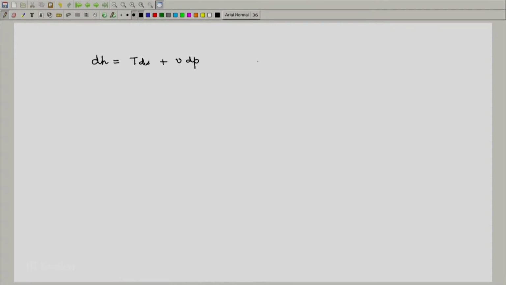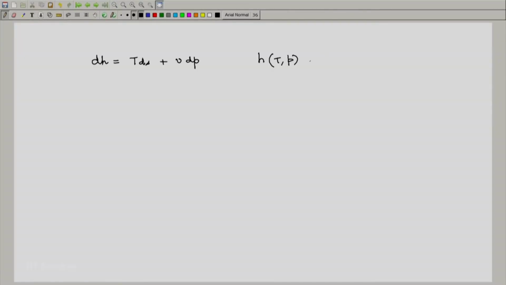Now consider H as a function of T and P, because we are looking for an expression for Cp, and Cp is defined as partial of H with respect to T at constant P. So for the definition of Cp, H has already been considered as a function of temperature and pressure. So let us continue with that. Now on the right hand side we have a dS. So let us consider S also to be a function of T and P. And of course we have a dP, but P is already an independent variable.